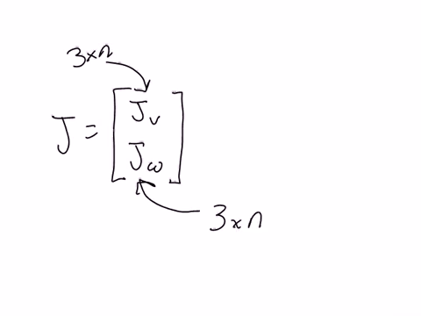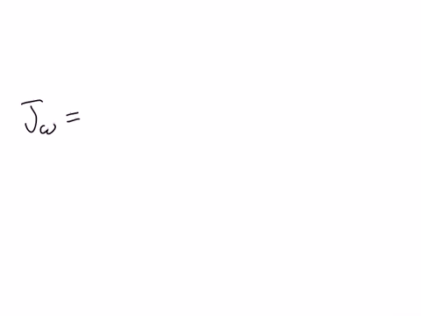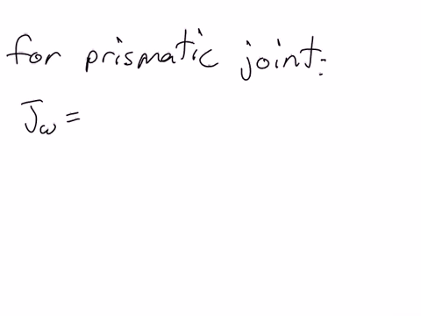Let's start out by looking at the angular part of the Jacobian matrix. The angular part of the Jacobian is easiest if the joint is prismatic. If the joint is prismatic, then there is no rotation of the one frame relative to the one before it. And so the angular part of the Jacobian is simply 0, 0, 0.